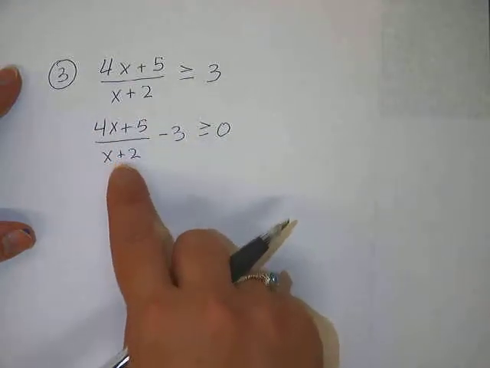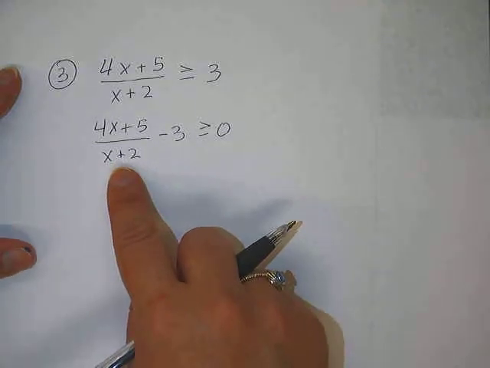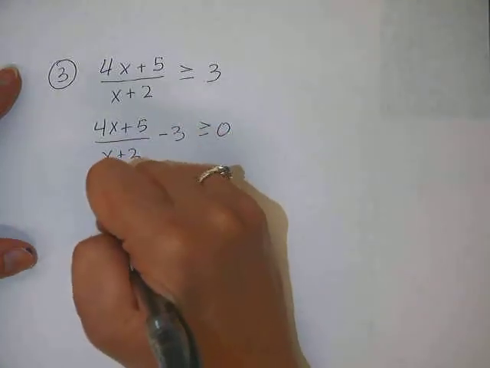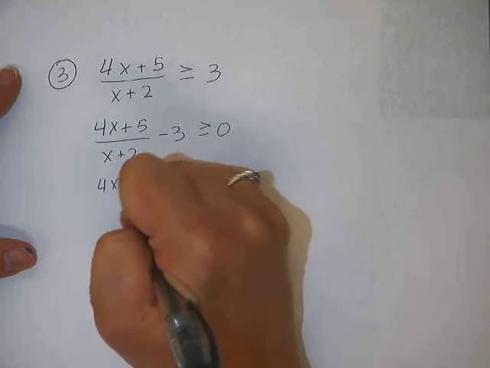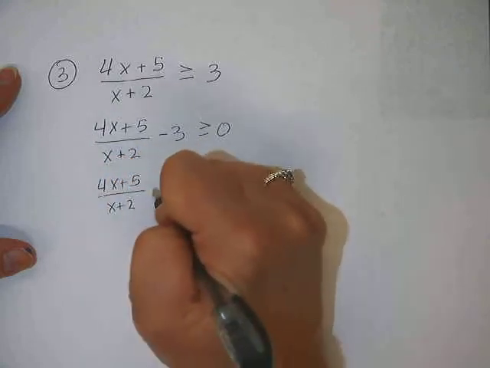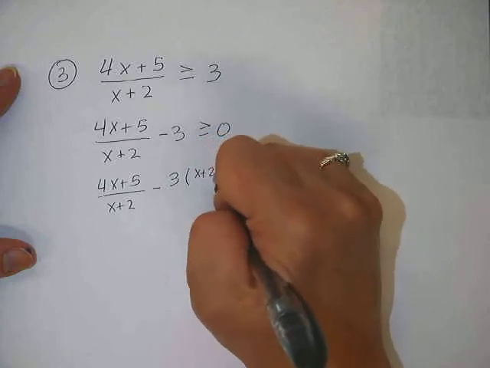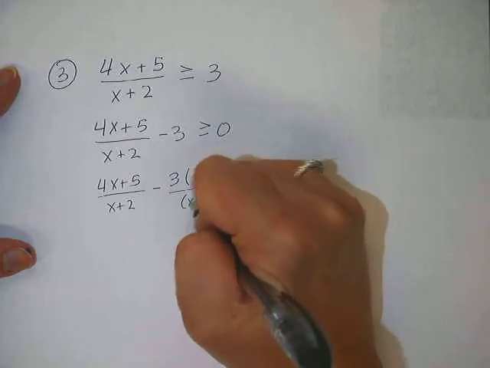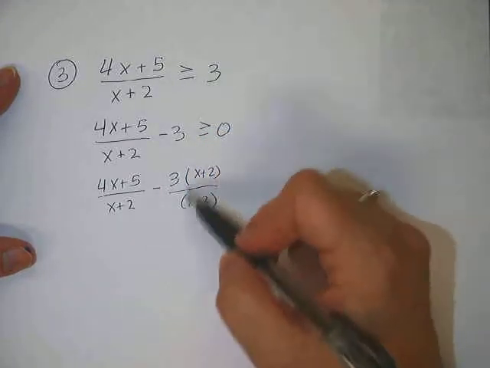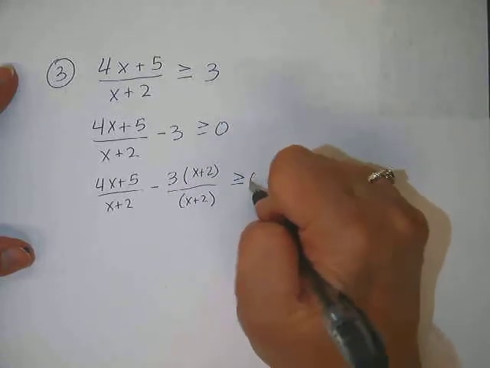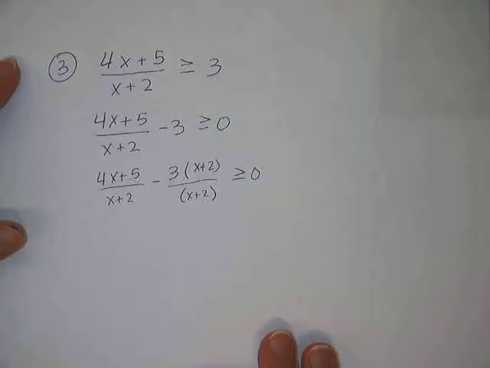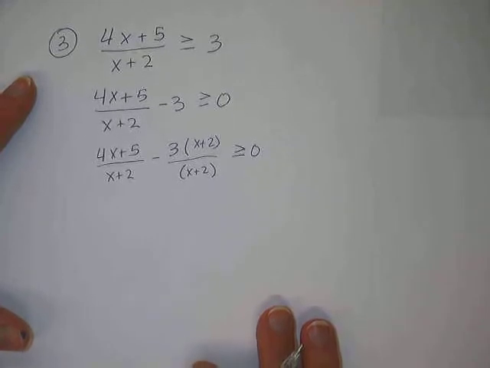Now we have to have a single fraction. So in order to turn this into a single fraction, we need a common denominator. Our common denominator is x plus 2. So we need to multiply the 3 over 1 by x plus 2 on the top and x plus 2 on the bottom. So we're basically multiplying by 1, which is not changing the value of the 3.